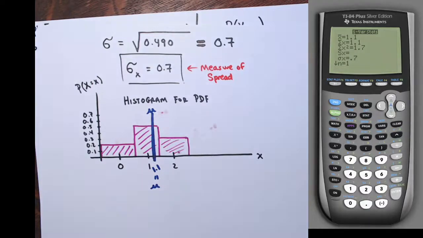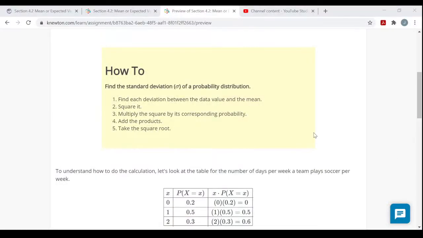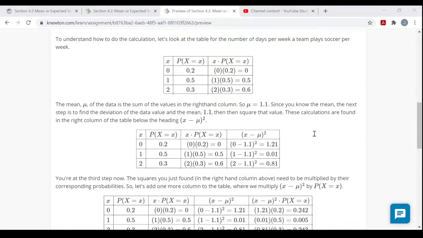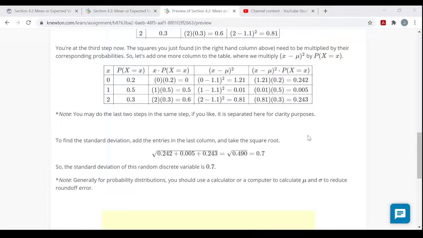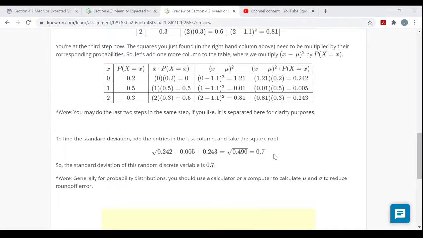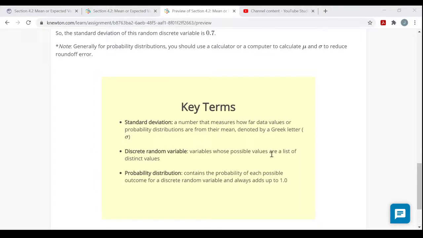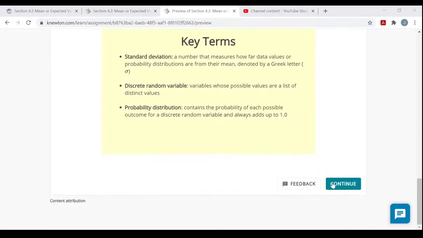Alright, so now back to the assignment. I know there's a lot of explanation ahead of time, and they go through the same process here, doing exactly what I did, and they got the same stuff, right? The standard deviation is 0.7. Cool. Again, read the definitions. We know what standard deviation is, right? A number that measures how far data values are or probability distributions are from their mean, right? Denoted by sigma. We've talked about discrete random variable in section 4.1. Probability distributions in section 4.1 as well.